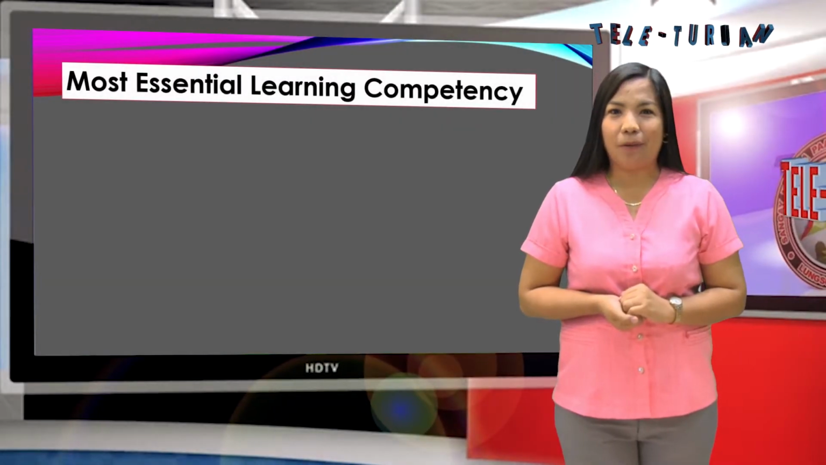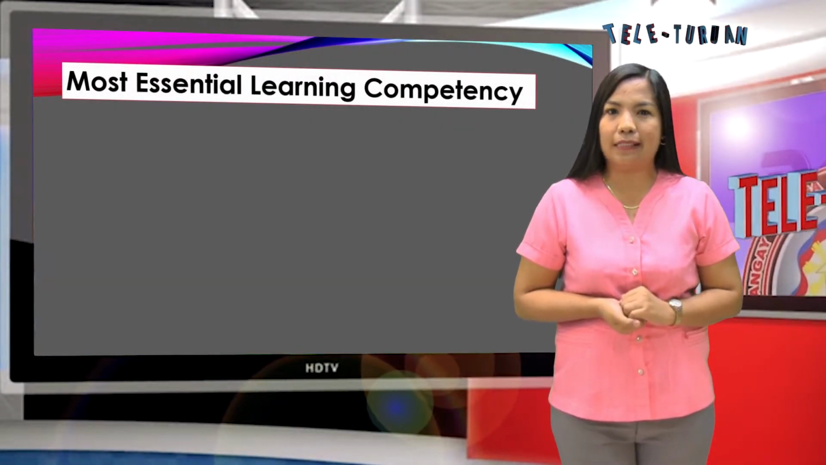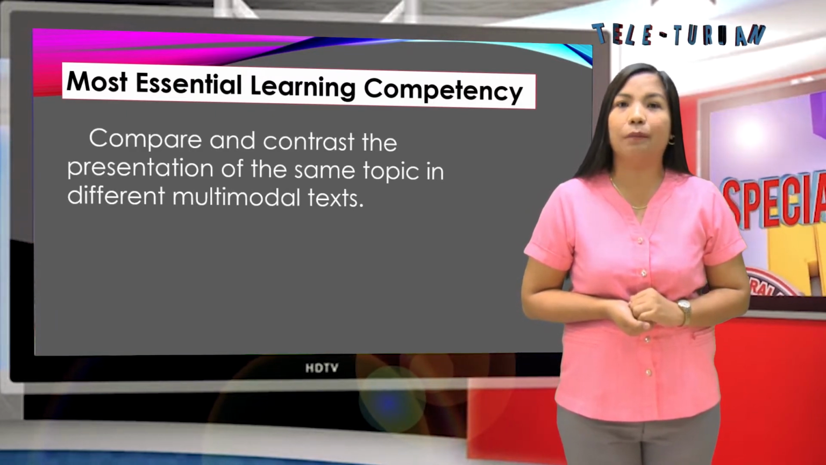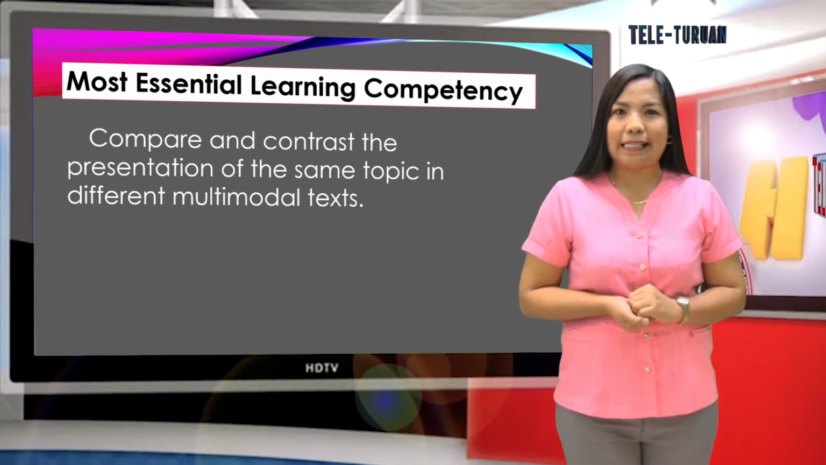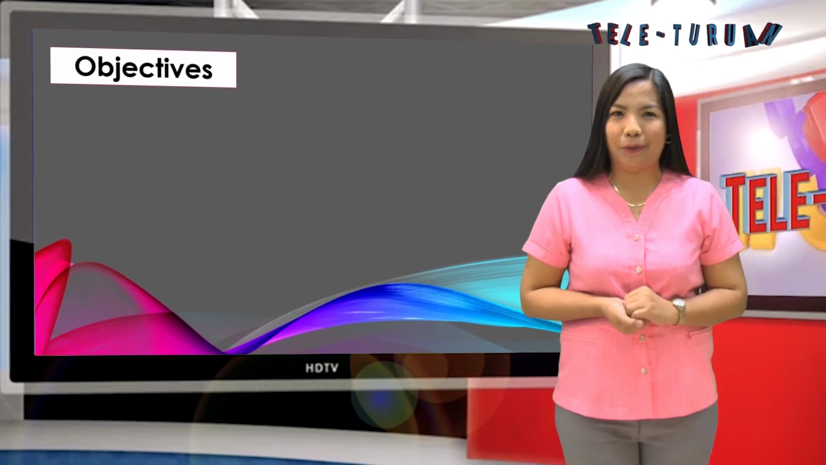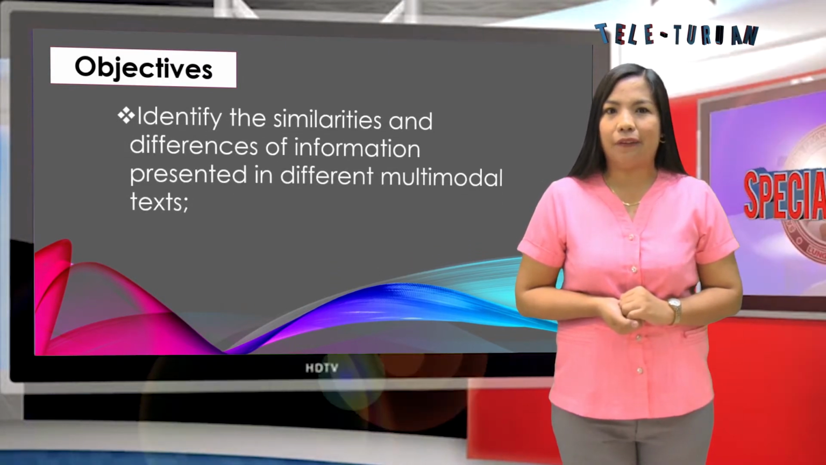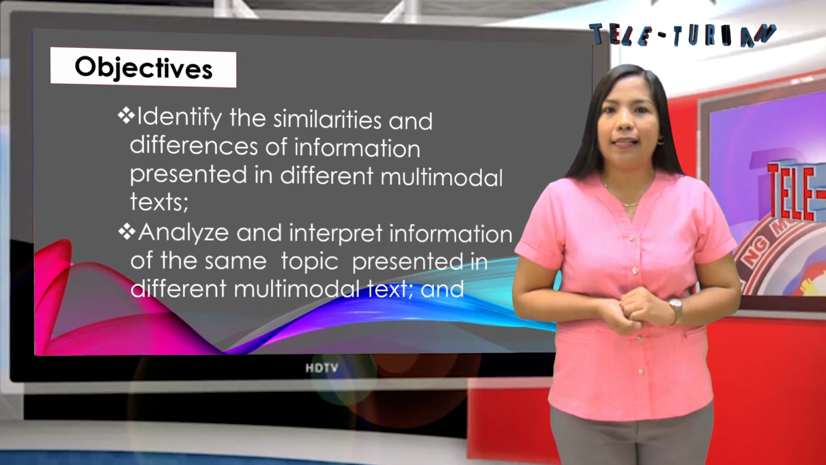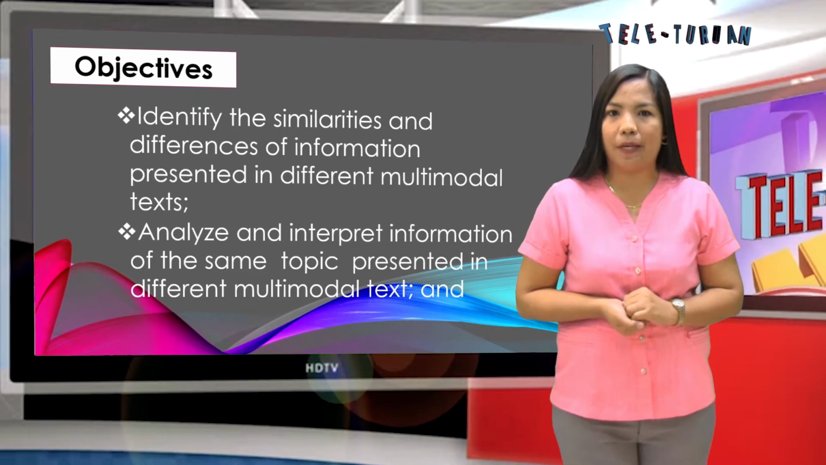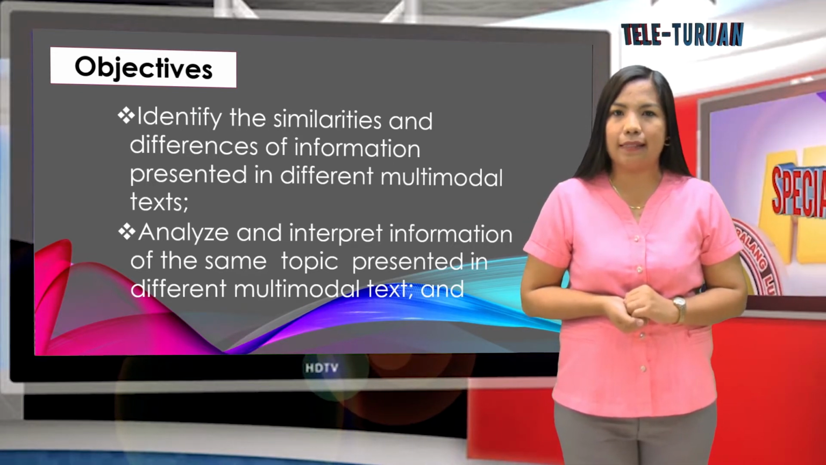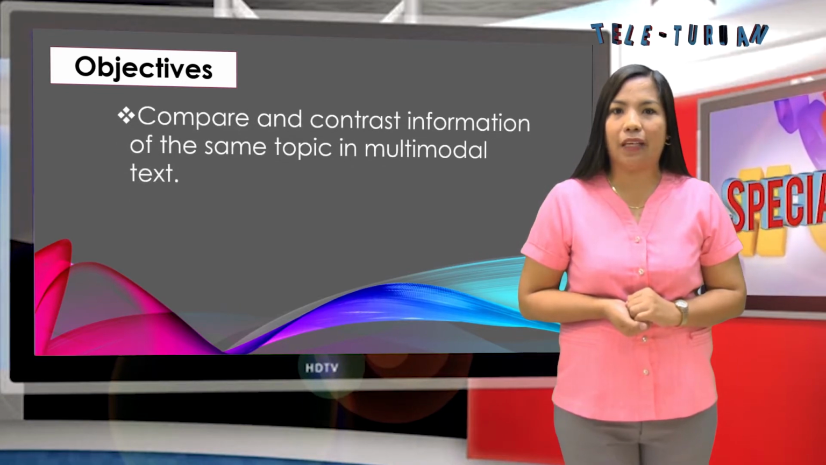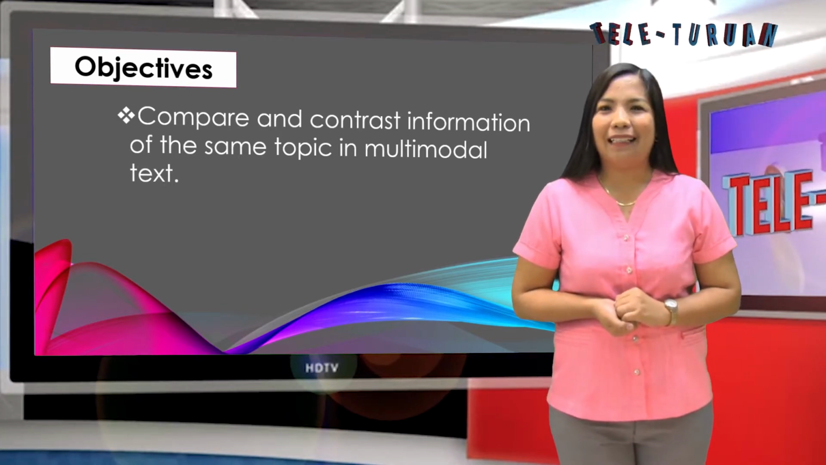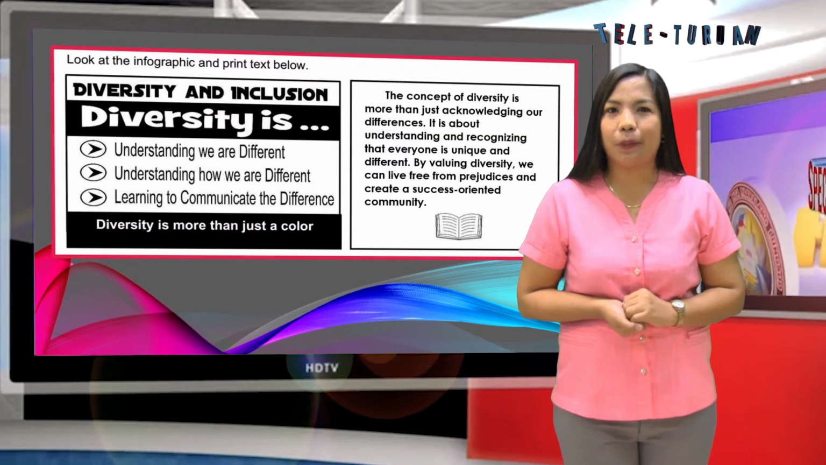The most essential learning competency that we must target for this lesson is to compare and contrast the presentation of the same topic in different multimodal texts. In line with this, our specific learning objectives are as follows. To identify the similarities and differences of information presented in different multimodal texts, analyze and interpret information of the same topic presented in the different multimodal texts, and lastly, to compare and contrast the information of the same topic in multimodal texts.